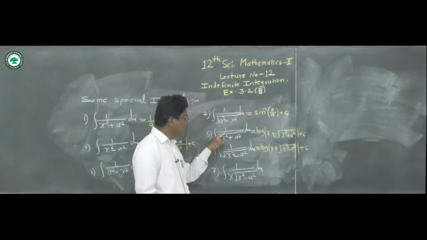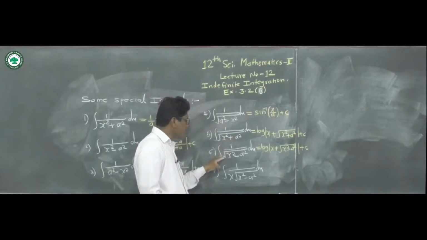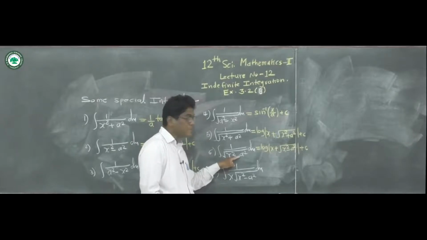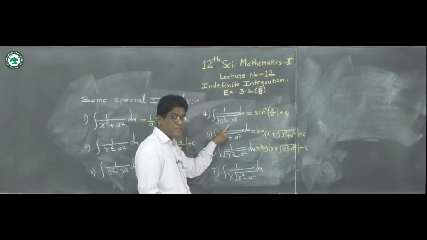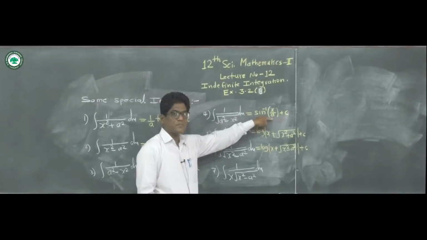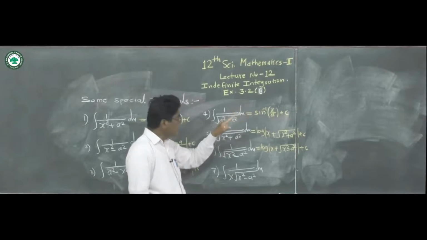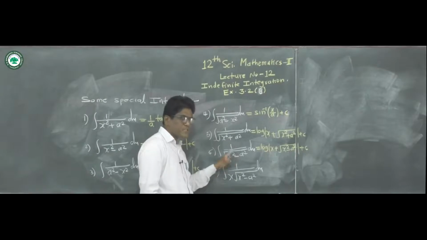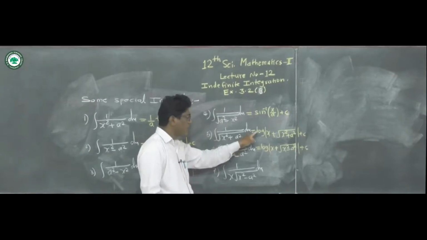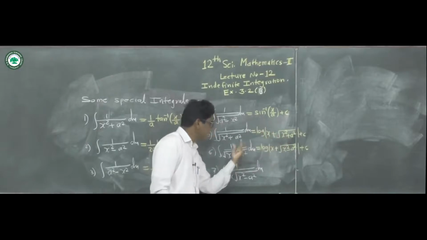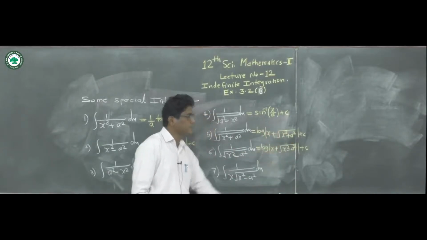Integration of 1 upon root of x square plus a square or 1 upon root of x square minus a square. Always remember whether there is root of a square minus x square, constant square. Firstly constant square, a square minus x square, that is sine inverse of x by a, plus constant of integration. Now here 1 upon root of x square plus a square or x square minus a square, similar formulas, log of x plus, and this root as it is, plus constant of integration.